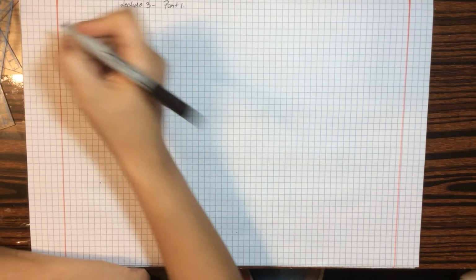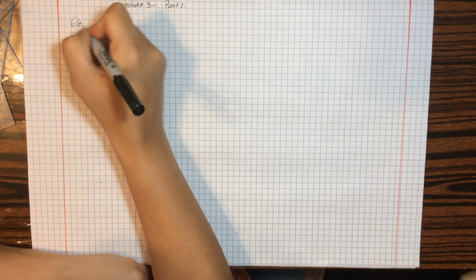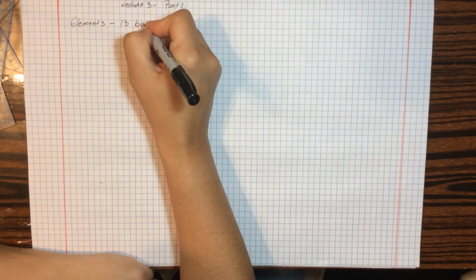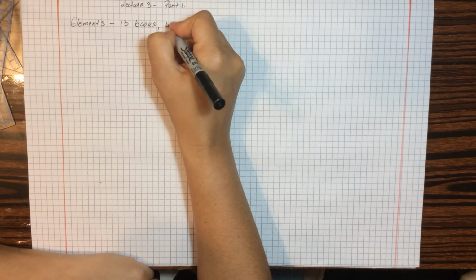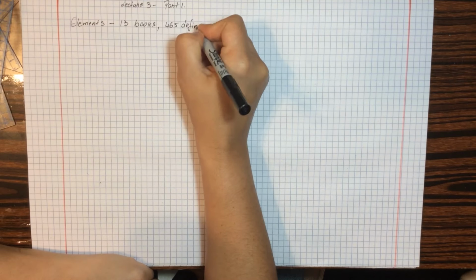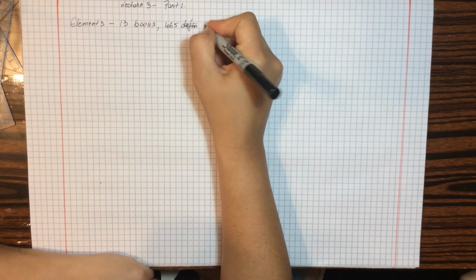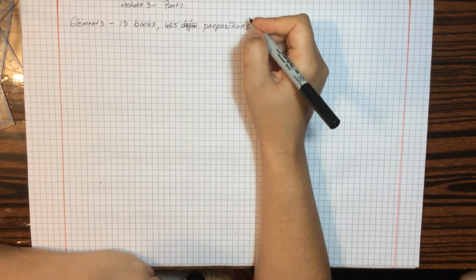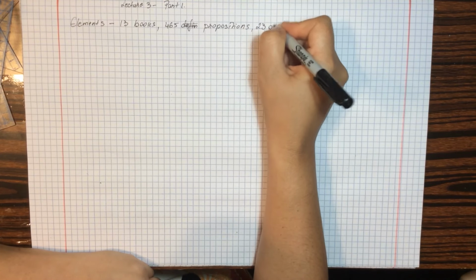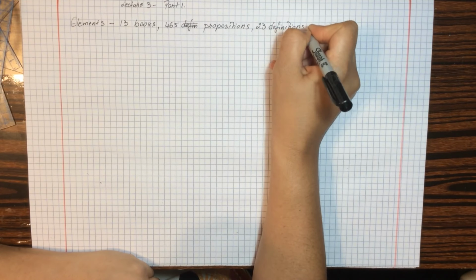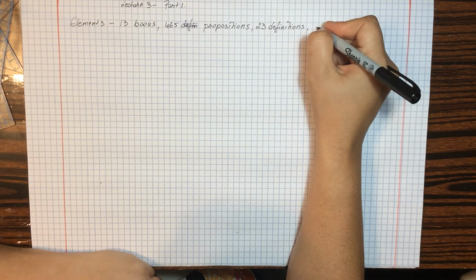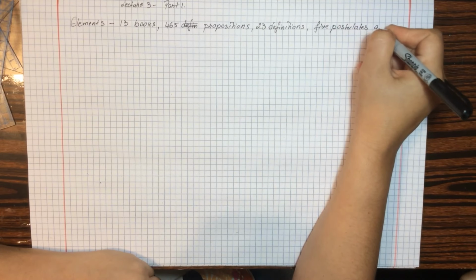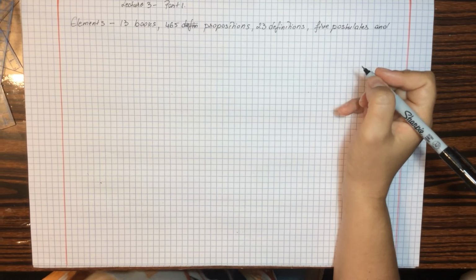So let me just write here for the sake of completeness, the book Elements is comprised of 13 books, altogether 465 definitions. I'm sorry, not definitions, but rather propositions. There are about 23 definitions in the beginning. Five postulates. And five common notions. Okay.